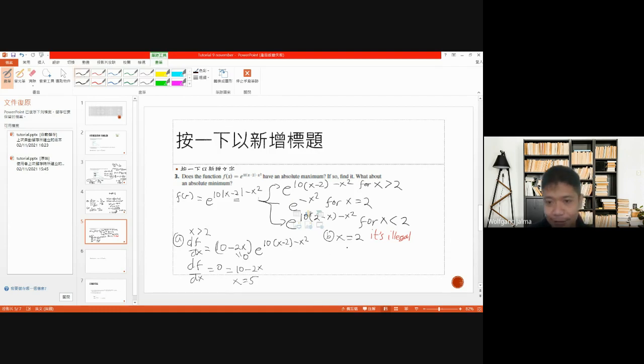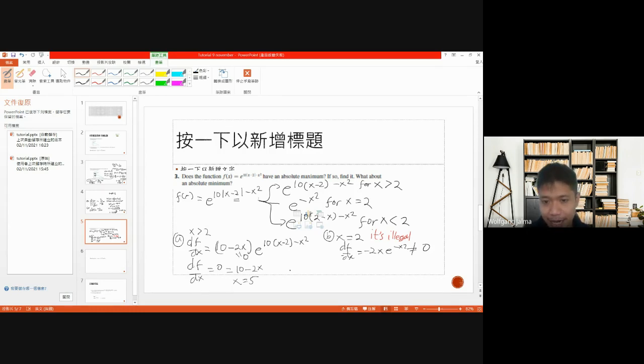So this one, df dx, will be minus 2x e to the power of 10x minus x squared, and obviously it is not the same as 0, so we just don't care about this thing.